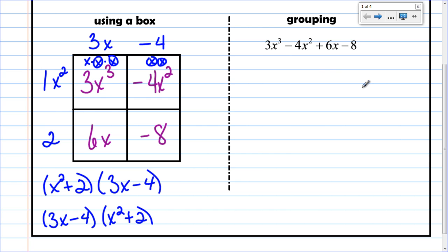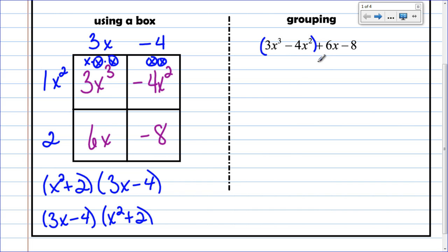So now we're going to do this same problem, but we're going to use the grouping method. Grouping method is just like what it sounds. We have four terms. You have to have an even number of terms to do the grouping method, otherwise you can't group. I have 4 terms, so I'm going to group.